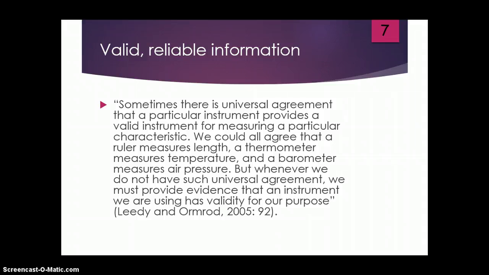One big thing that I know we push in almost all the assignments that you've done so far for laboratory experiments, but you need to be constantly thinking about validity and reliability. And this is a nice little statement by two authors from 2005. Sometimes there's universal agreement that a particular instrument provides a valid instrument for measuring a particular characteristic. We could all agree that a ruler measures length, a thermometer measures temperature, and a barometer measures air pressure. But whenever we do not have such universal agreement, we must provide evidence that an instrument we are using has validity for our purpose.